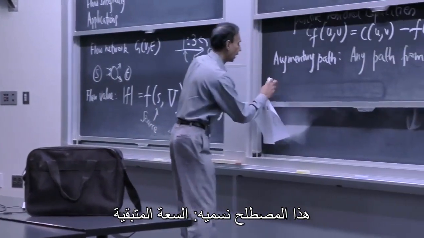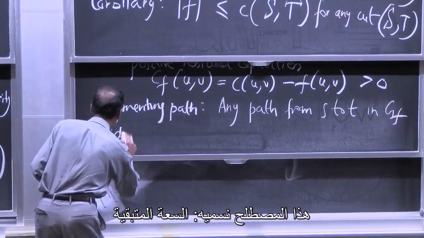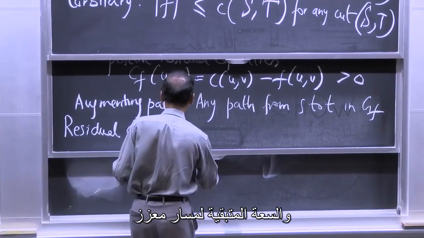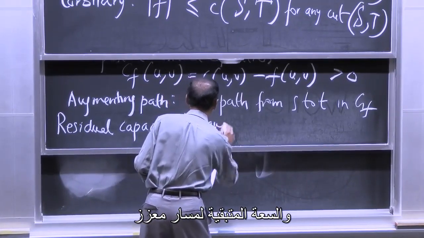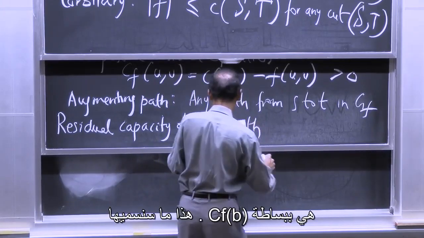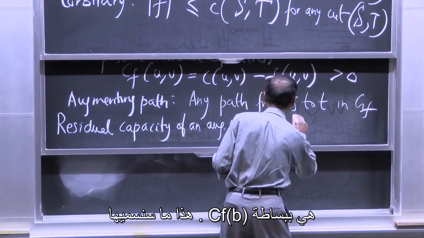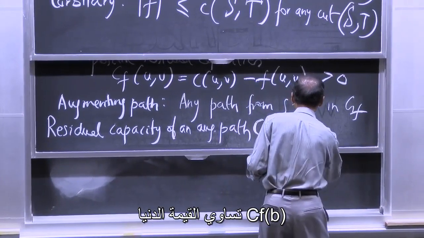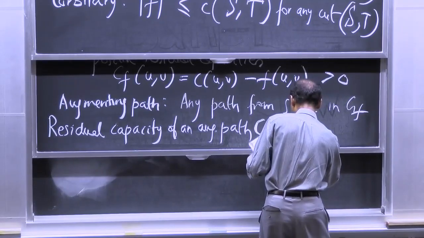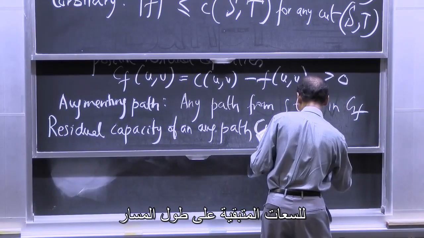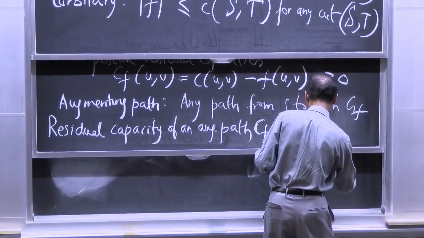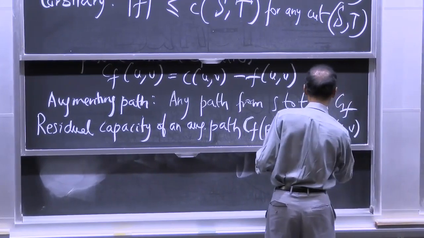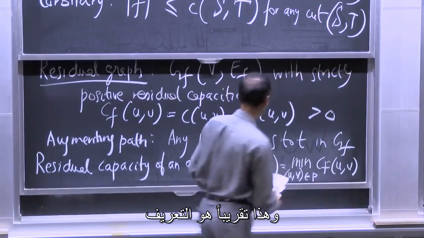That is termed the residual capacity. And the residual capacity of an augmenting path is simply c_f of p. That's what we're going to call it. c_f of p equals the minimum value of the residual capacities along the path. So this would be c_f of (u,v). Right. And that's pretty much it.